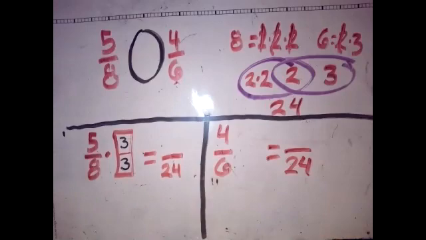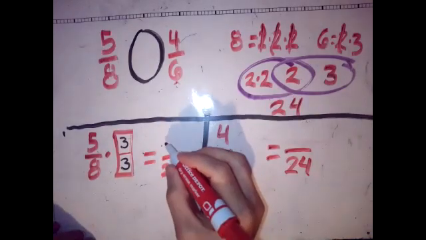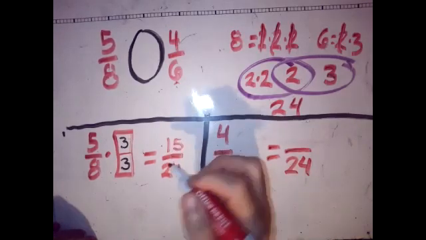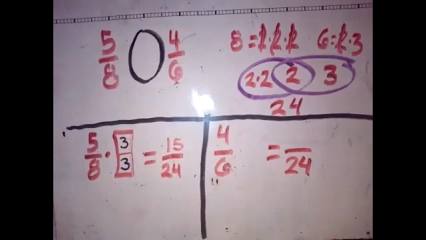And now I can multiply across. 5 times 3 is 15. So I now know that 5/8 is equivalent to 15/24. They have the same value. They just look a little bit different.